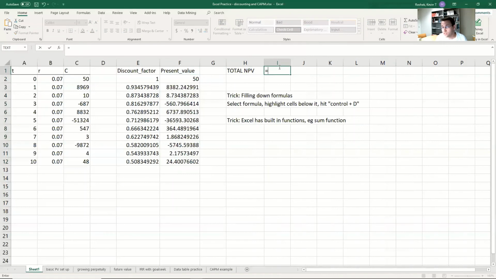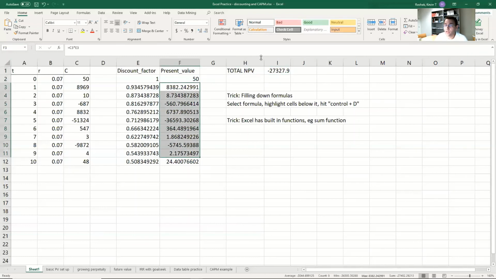So I'm going to add all those up. I'm going to use the sum function here. I type equals, Excel knows it's a function, sum, add a parenthesis here. The sum function is just going to add up everything I put inside those parentheses. So I'm just going to click and drag and put all of these present values into the sum function. And then I'm going to close the parentheses, hit enter, and Excel tells me that the present value of all of these things is negative 27,000.